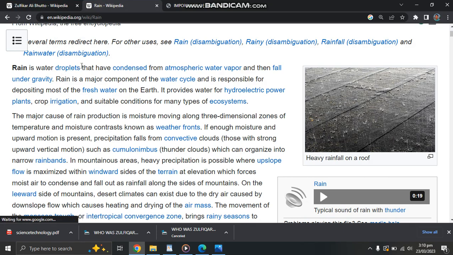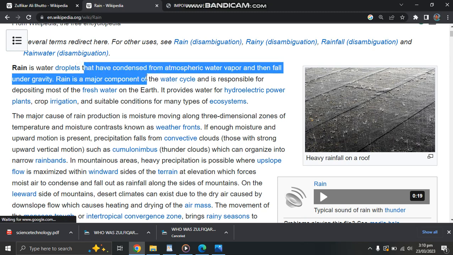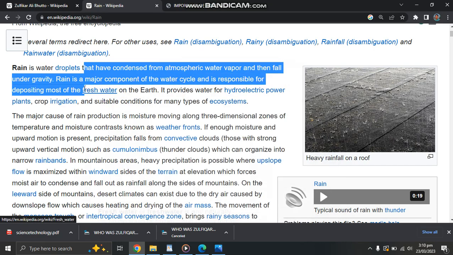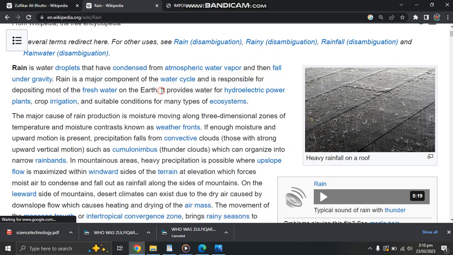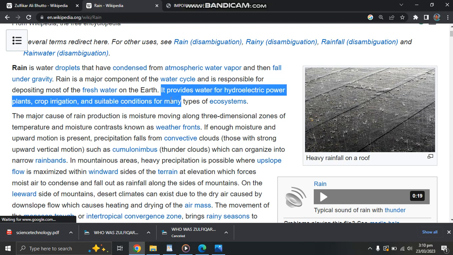Rain is water droplets that have condensed from atmospheric water vapor and then fall under gravity. Rain is a major component of the water cycle and is responsible for depositing most of the fresh water on the earth. It provides water for hydroelectric power plants, crop irrigation, and suitable conditions for many types of ecosystems.